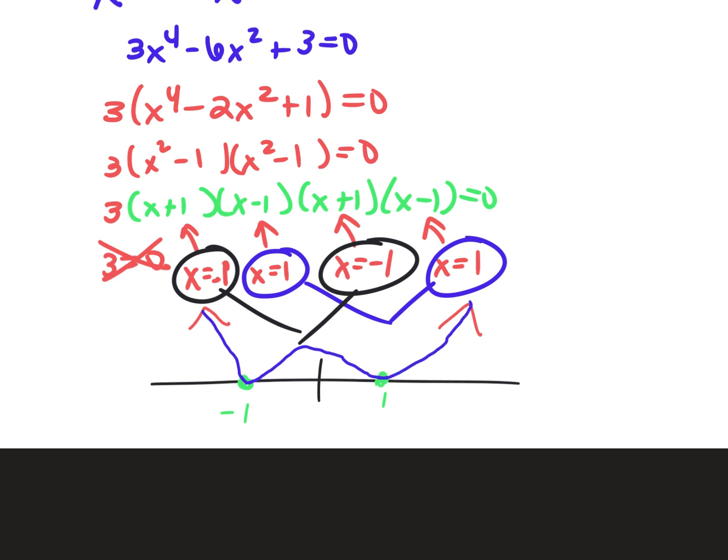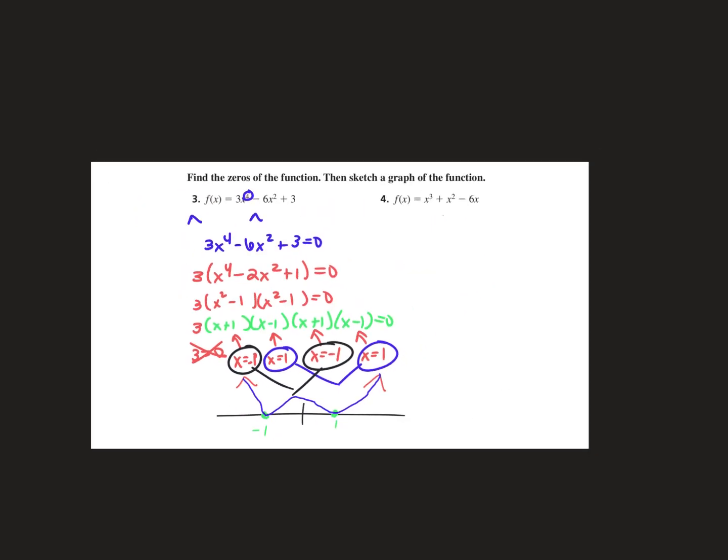If you wanted to find the y-intercept to know exactly where it was, you plug in 0 for x. So here it would be at 3. But you don't have to right now. We're just worried about what it's doing at the x-axis. All right, what about here?